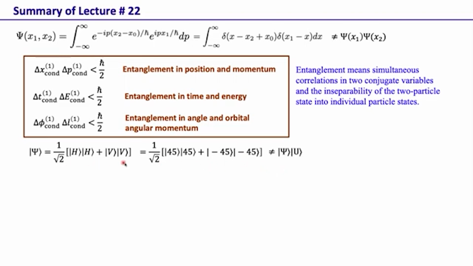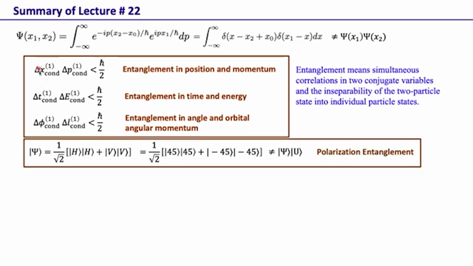And of course, this two-particle state cannot be written as a product of the state of the first particle times the state of the second particle. So, we do see simultaneous correlation in two conjugate bases and inseparability of the wave function, and this is then referred to as polarization entanglement. Of course, we can't have an uncertainty relation like this here, but the two aspects that define entanglement, which are simultaneous correlation in two conjugate variables and the inseparability of the two-particle wave function or state, are there here as well. So, that is the polarization entanglement.